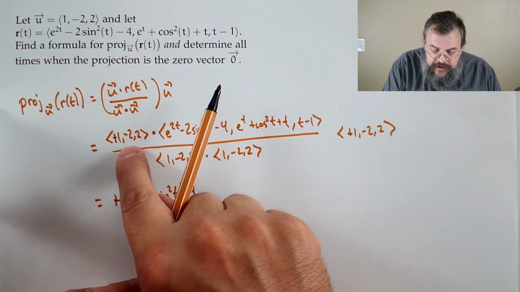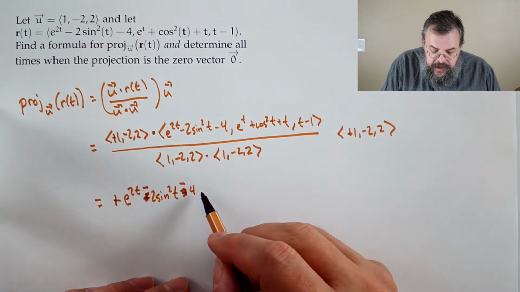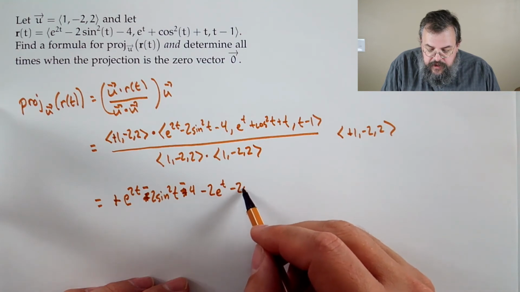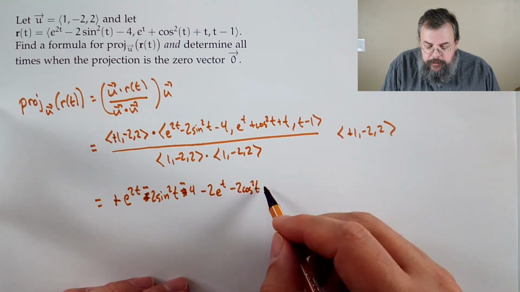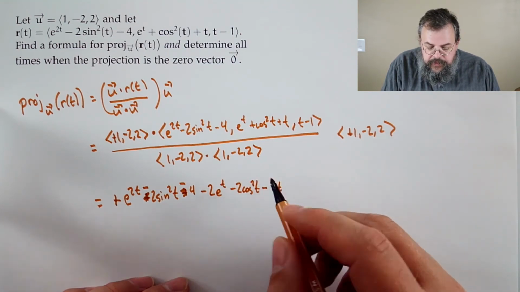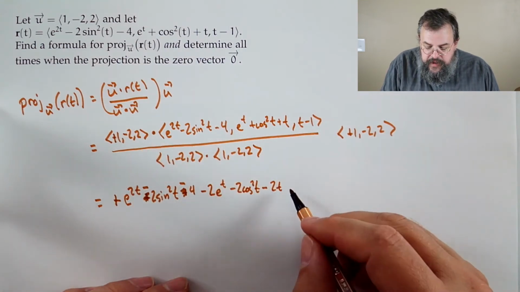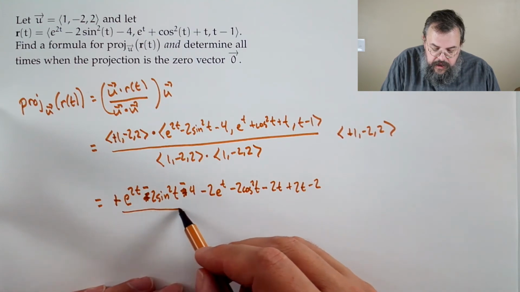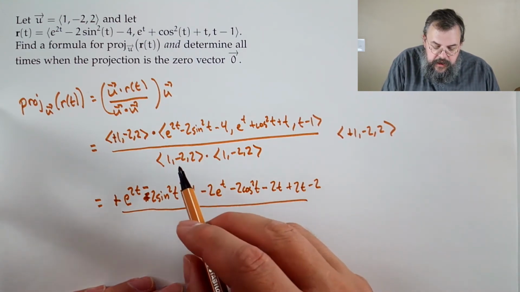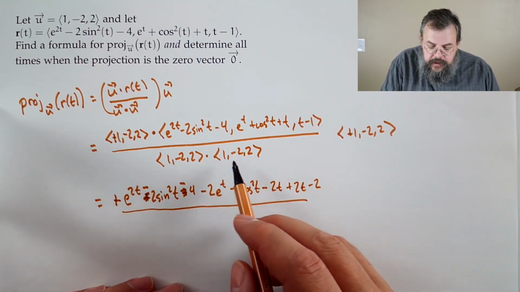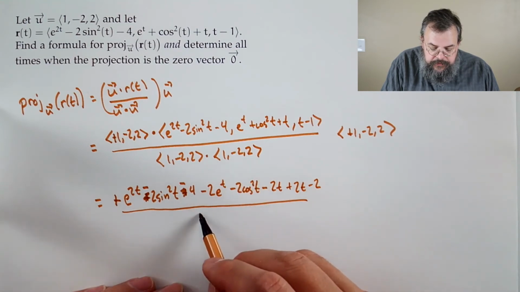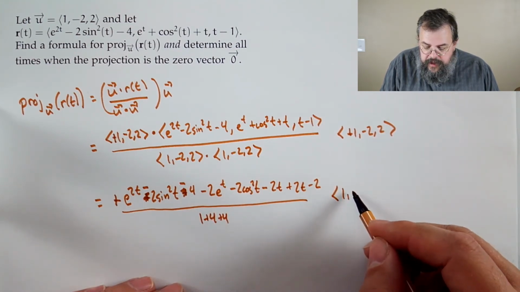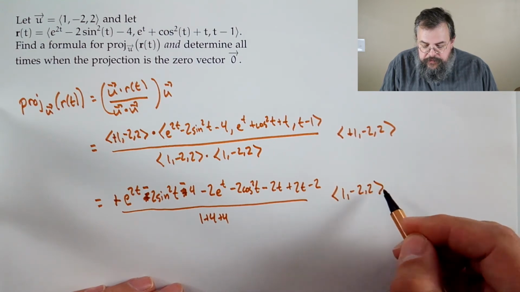Okay, so now minus 2 times the middle entry. So minus 2 e to the t minus 2 cosine squared t minus 2t. Then 2 times the last entry plus 2t minus 2. All of that divided by, well, 1 plus 4 plus 4. And that's scaled by the vector 1 minus 2, 2.